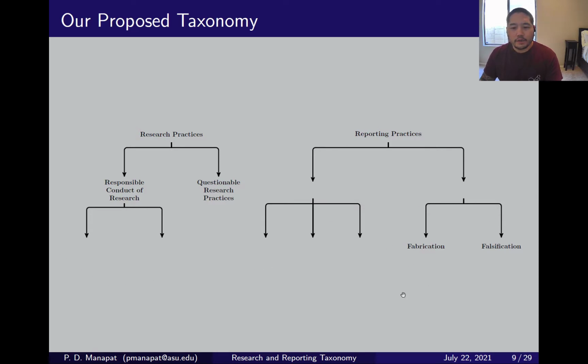Okay, so again, we have research practices here on the left, reporting practices here on the right. And then from the SYNEC framework, we have responsible conduct of research, which is ideal. We have fabrication and falsification, which is the worst behavior, according to the SYNEC framework. And then we've dropped plagiarism. And then somewhere in between, or that's where SYNEC placed it, we have questionable research practices.